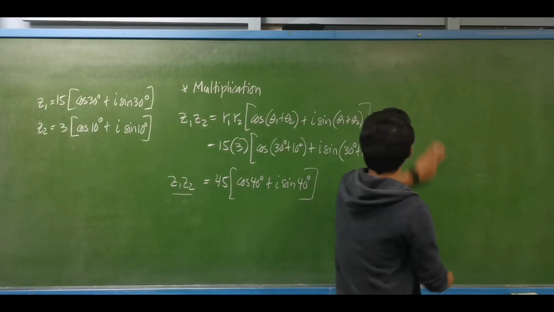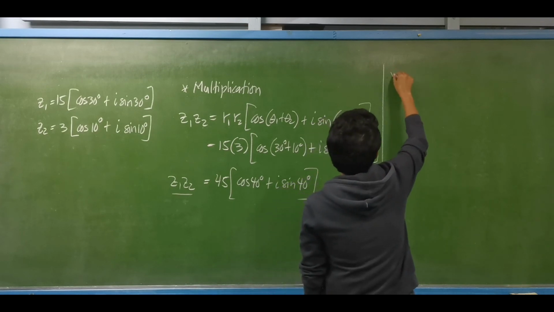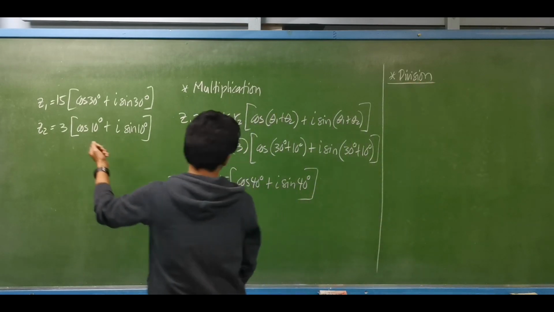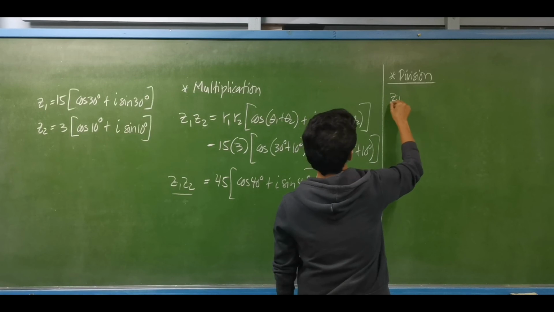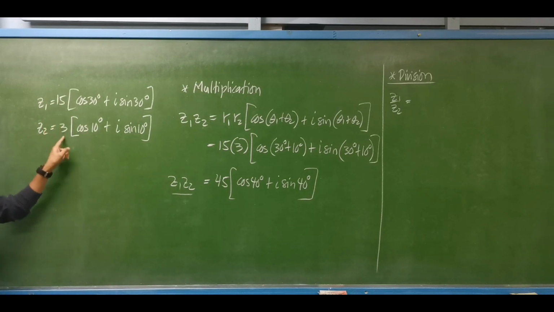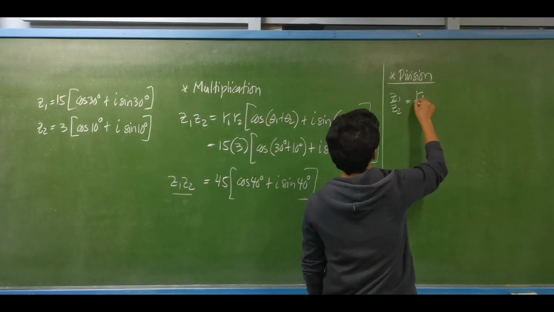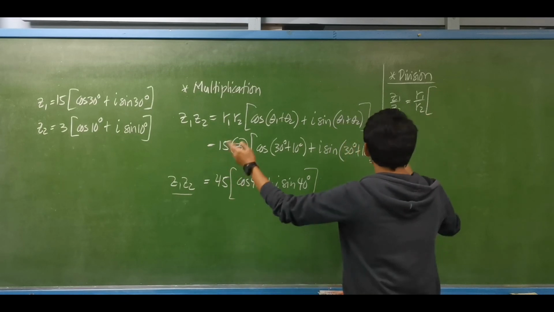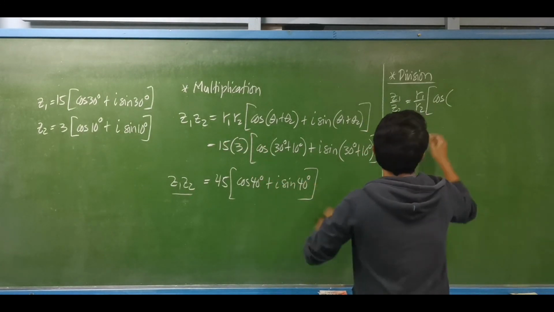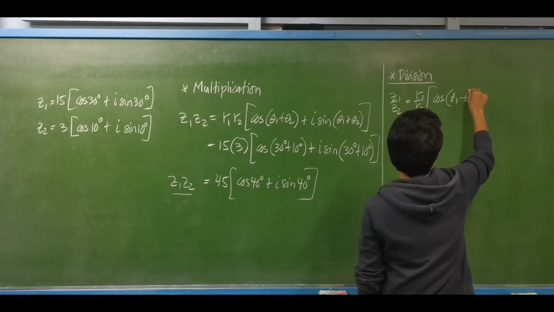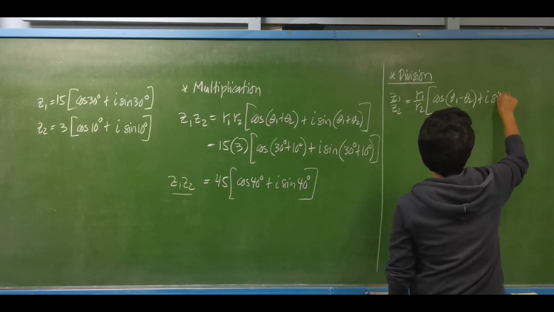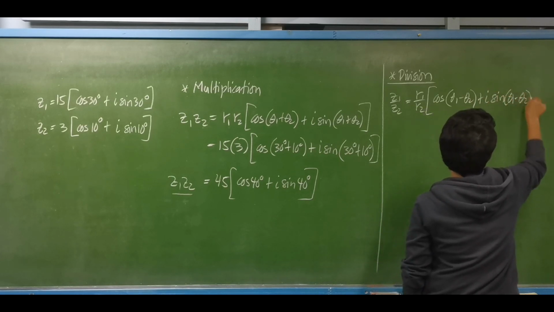So how about division? Division of complex numbers in polar form. Let's say this is z1 over z2. This is the same as, we have to determine the quotient of their modulus, that is r1 divided by r2, multiplied by the cosine of, we are going to subtract their angles. That is, this time, theta 1 minus theta 2, plus i sine of theta 1 minus theta 2.